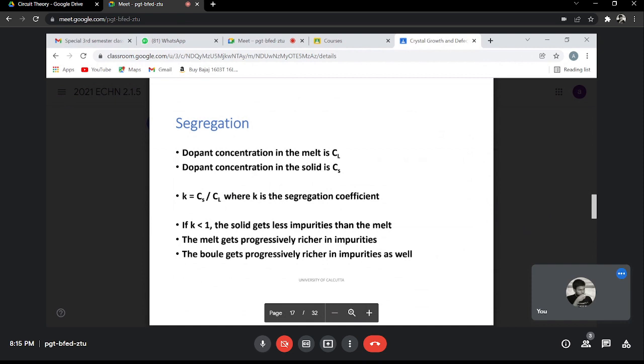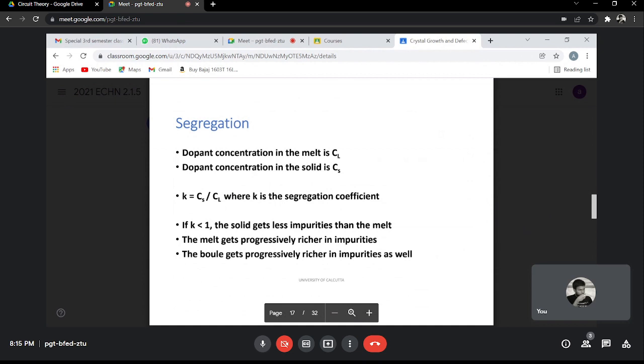Good. Now the question is, if I were to freeze the water, do you expect all the sugar, the same concentration that was in the water, to remain exactly the same in the ice? Or do you think there will be a change? There will be a change. So that is what is called segregation.